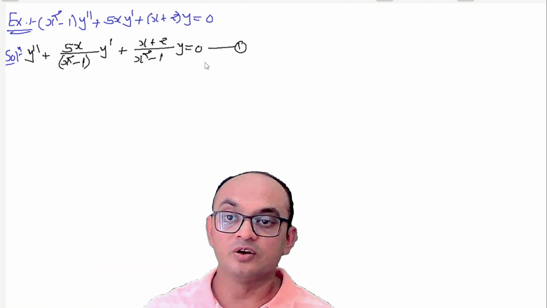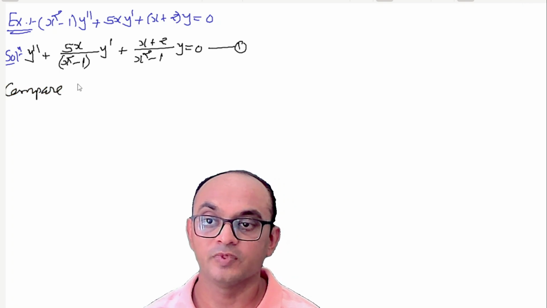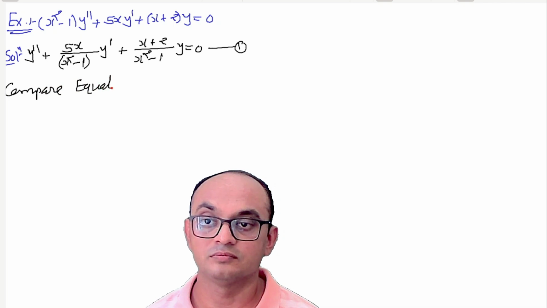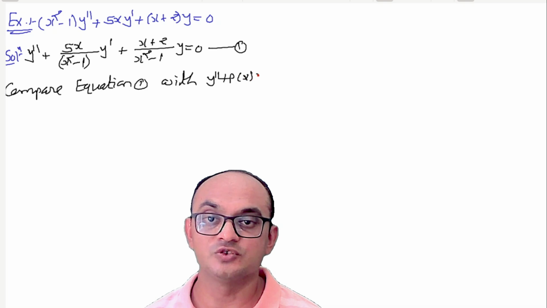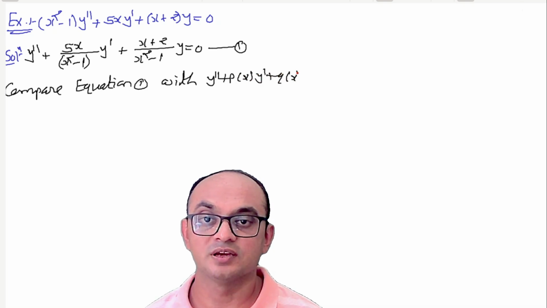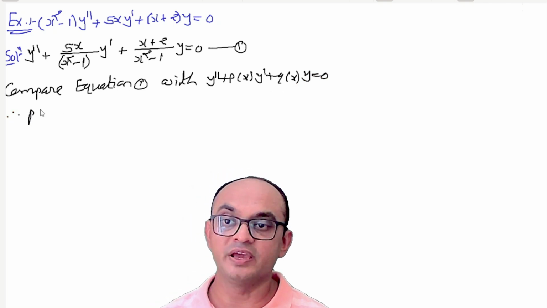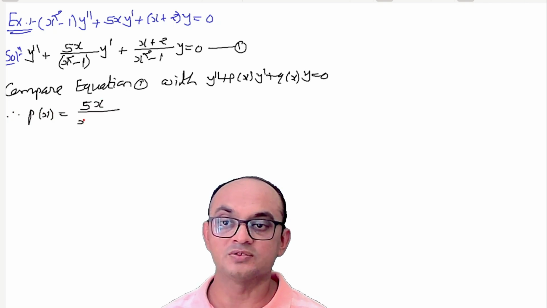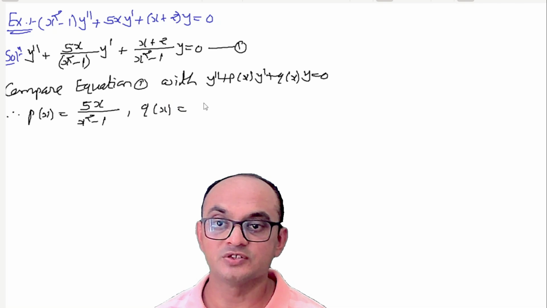Let us compare equation 1 with y double dash plus p(x) into y dash plus q(x) into y equal to 0. Therefore, what is p(x)? 5x upon (x squared minus 1). What is q(x)? (x plus 2) upon (x squared minus 1).